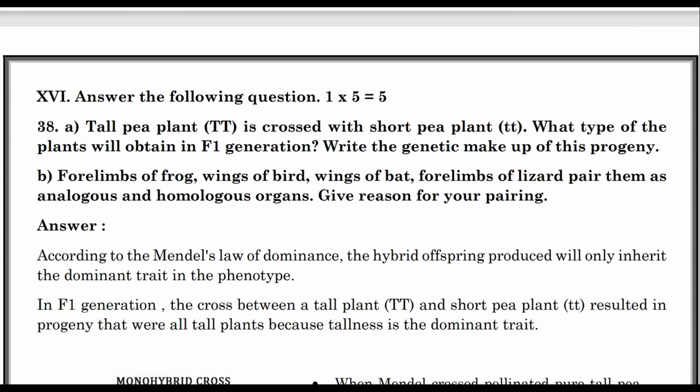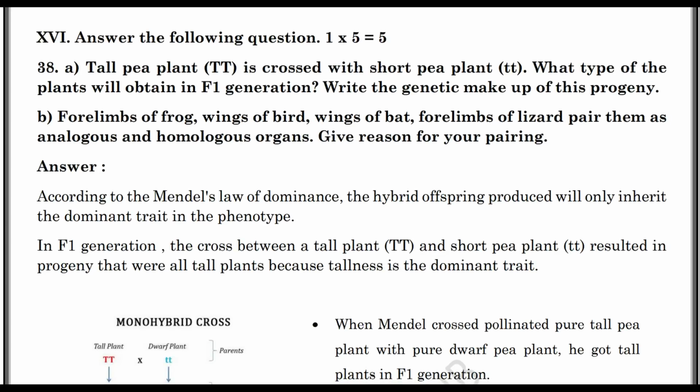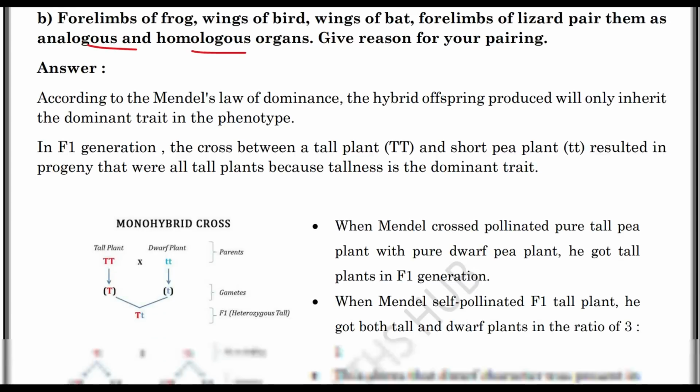A tall pea plant, TT dominant, is crossed with a short pea plant, small t. What type of plants will be obtained in the F1 generation? Write the genetic makeup of this progeny. Forelimbs of the frog, wings of bird, wings of bat, forelimbs of lizard: pair them as analogous and homologous organs. Give reasons for your pair.